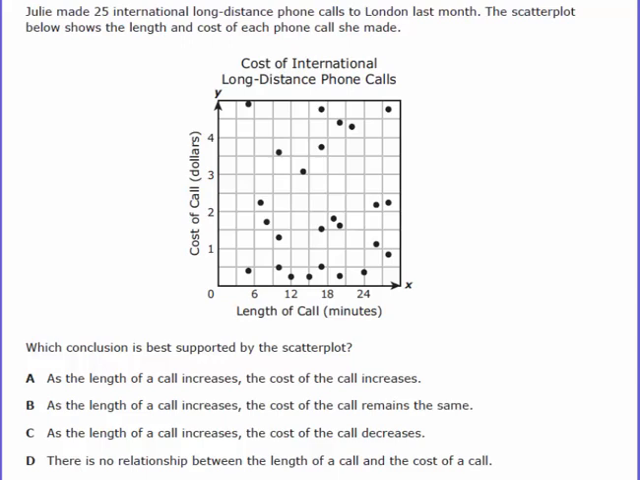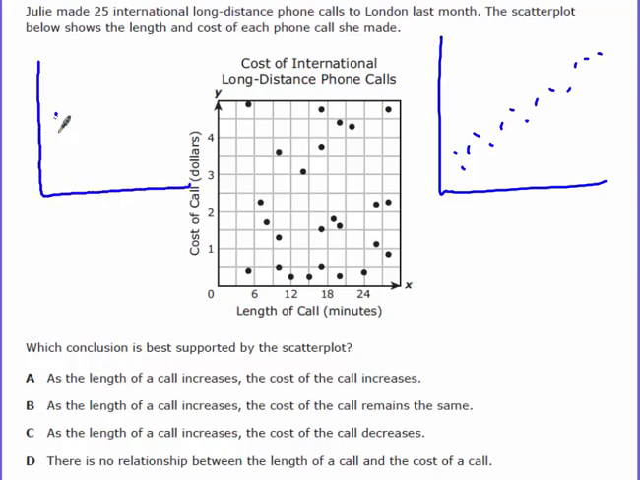So as we look at A, B, C, and D here, A, it says as the length of the call increases, the cost increases. Well, this would be an example of what we would call a positive relationship. As the length of the call increases, so does the cost. Okay? B, as the length of the call increases, the cost of the call remains the same. So this would be kind of like where it just kind of goes straight across. And again, neither one of those are correct.